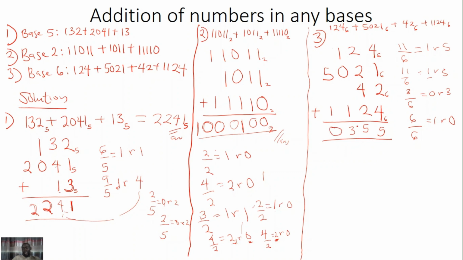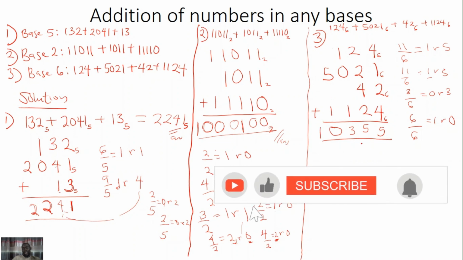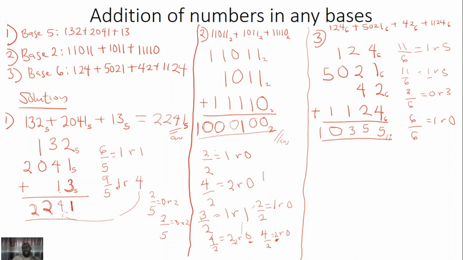Okay, so we move to the next column, and that column doesn't exist. So what we have left is 1. We're going to write that 1 here, and this is our final answer, meaning that if you add all these numbers together, they're going to give you 10355 base 6, and this is our final answer.